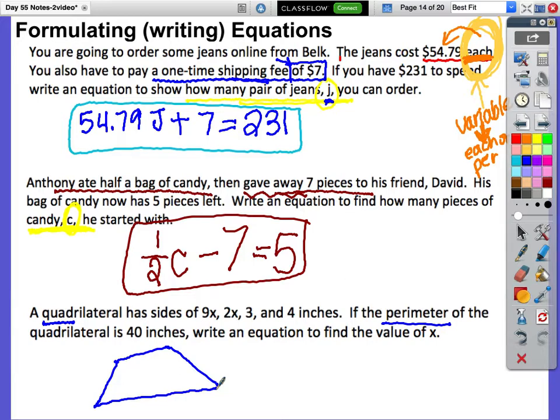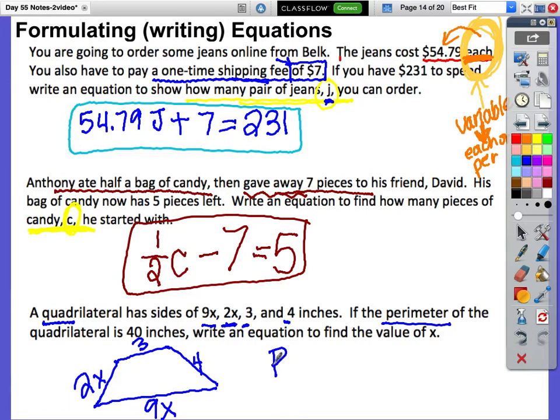Look how I just drew that quadrilateral. Some of y'all might have drawn a square. That's fine. It might be a square. Who knows? I just know that one side is 9x. I know that one side is 2x. I know that one side is 3. And I know that another side is 4. All I know is that it is a 4-sided figure, and I know that because it said quadrilateral. And it only gave me 4 measurements for the sides.